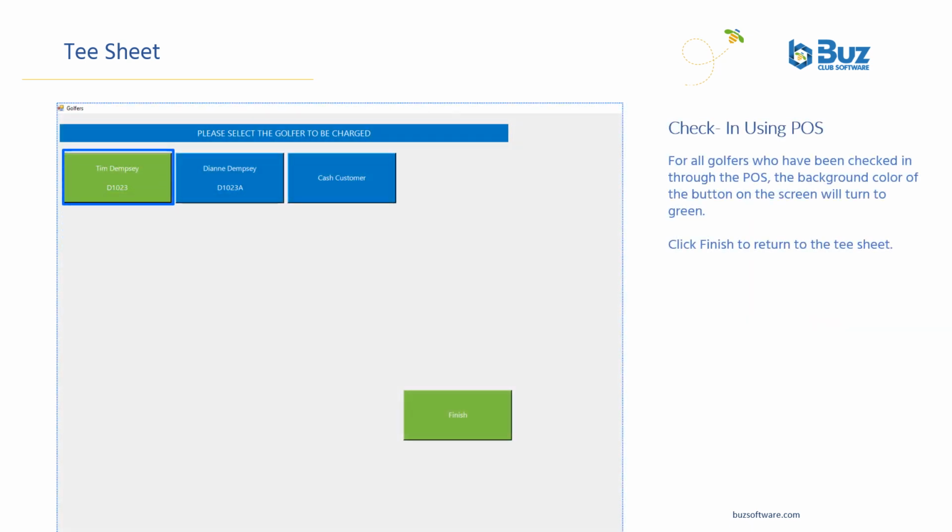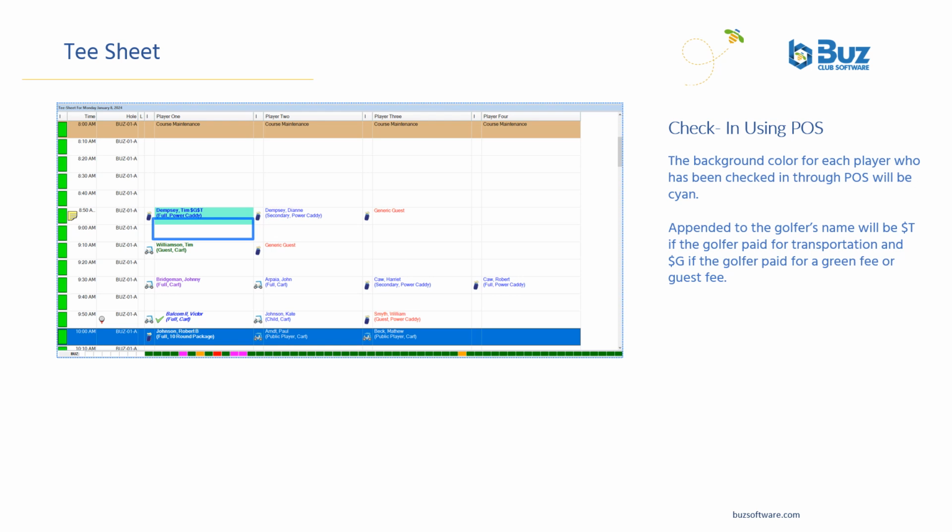For all golfers who have been checked in through the POS, the background color of the button on the screen will turn to green. Click Finish to return to the tee sheet. The background color for each player who has been checked in through POS will be cyan. Appended to the golfer's name will be $T if the golfer paid for transportation and $G if the golfer paid for a green fee or guest fee.